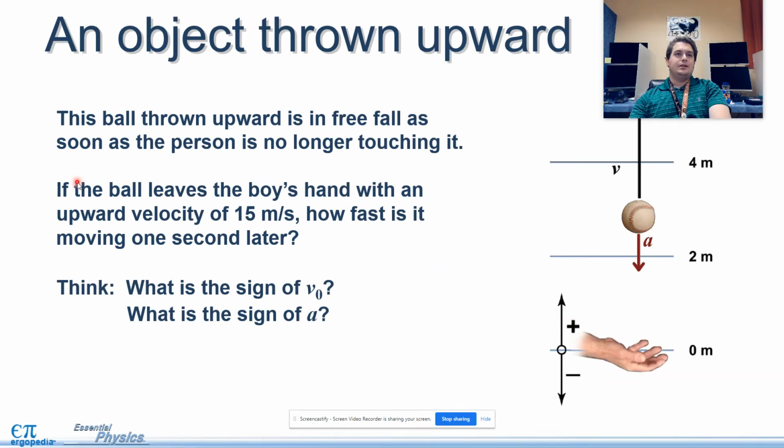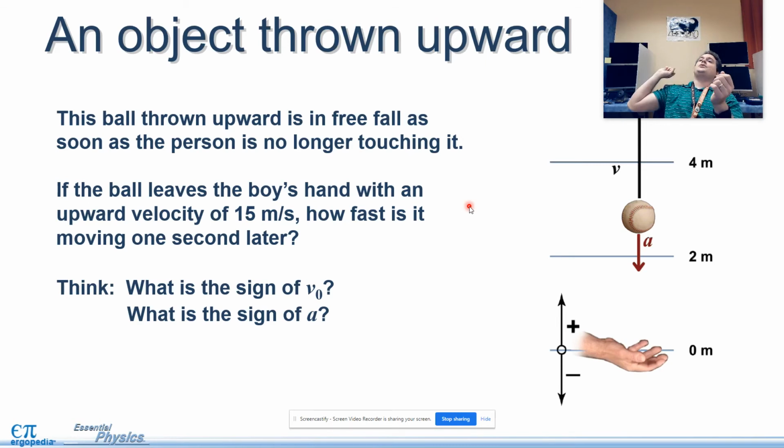Next, a ball thrown upwards is in free fall as soon as the person is no longer touching it. We talked about that earlier. If a ball leaves a boy's hand with an upward velocity of 15 meters per second, how fast is it moving 1 second later? That's like throwing a ball straight up. It's saying that the moment it leaves your hand, it's going 15 meters per second up. So is that positive or negative? Positive. Positive upwards initial velocity of 15 meters per second.